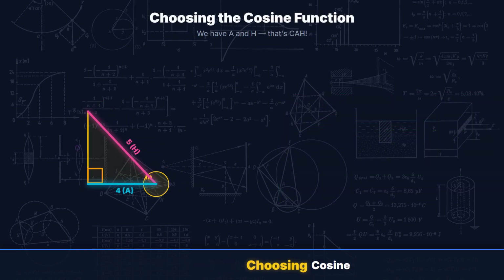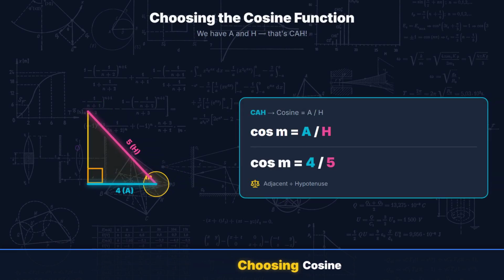Look closely at what we have. You know the length of the adjacent side and the hypotenuse, so you use the cosine function. Let's write that relationship out clearly: cosine of M equals adjacent over hypotenuse, which gives us 4 over 5.